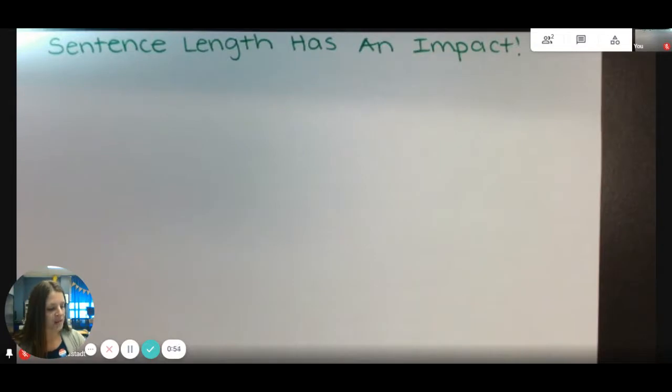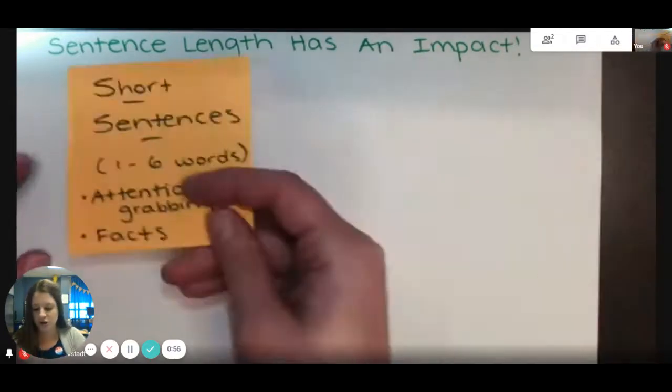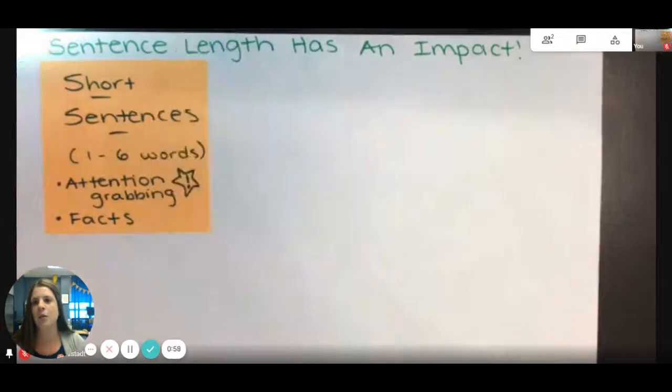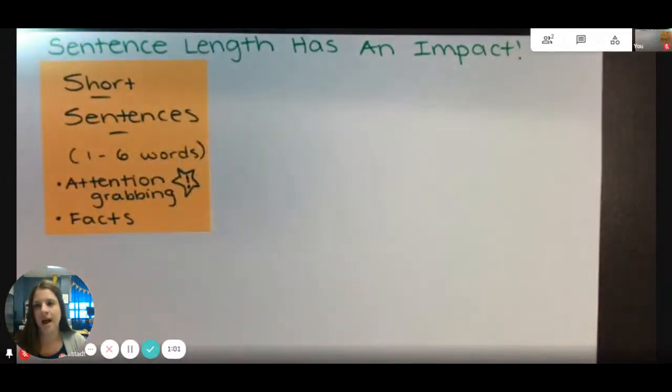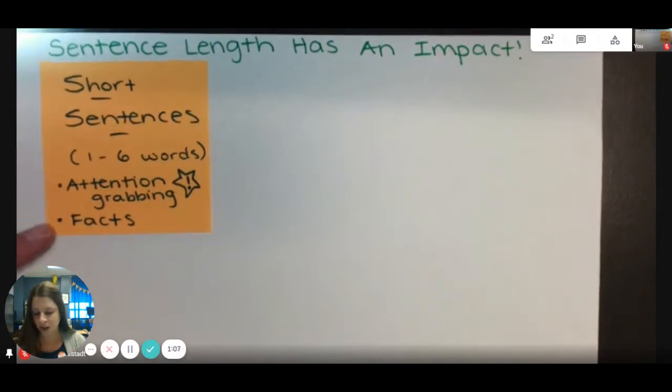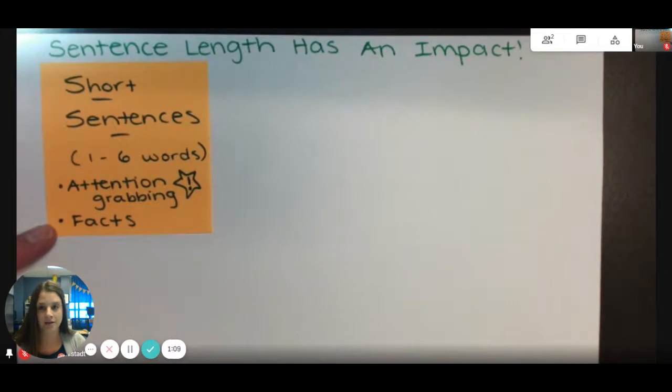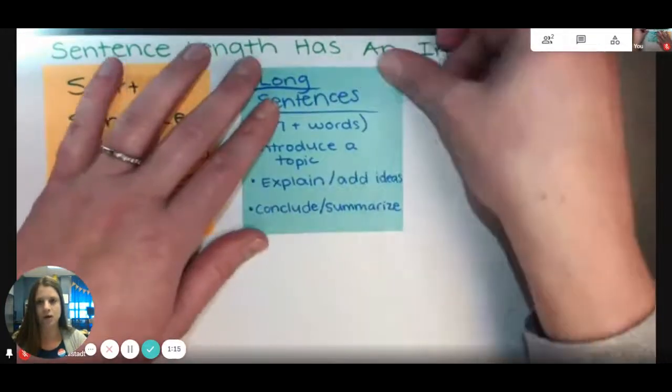So when we think about sentences, a shorter sentence is a sentence that maybe has around 1 to 6 words. And we want to use shorter sentences to grab our reader's attention. And we can also use that to state facts. Well, then what about longer sentences? Well, longer sentences are usually at least 7 words.